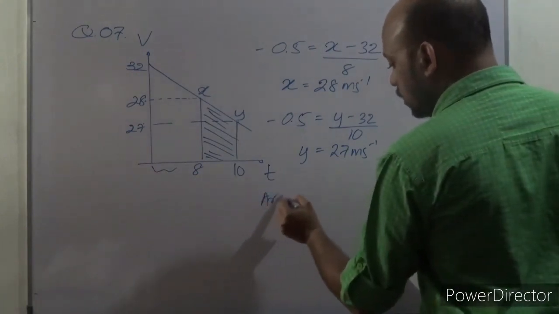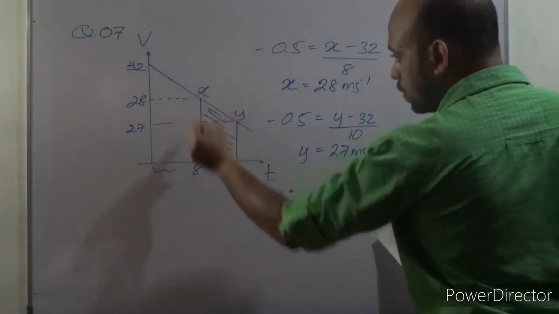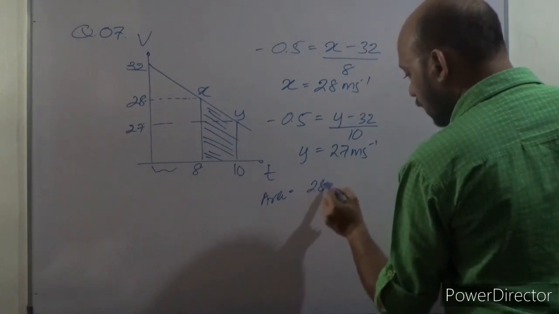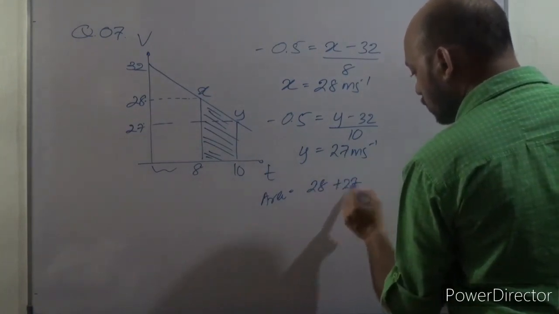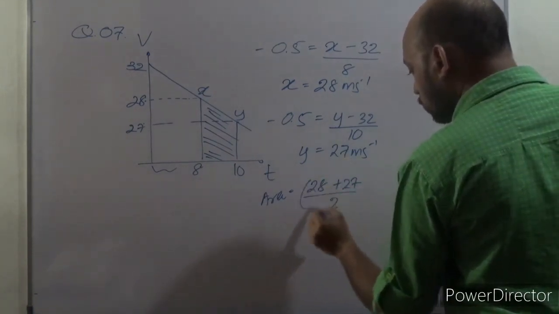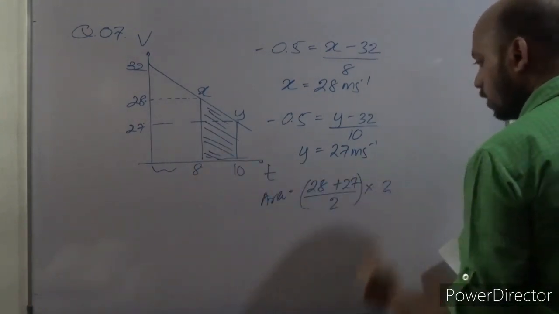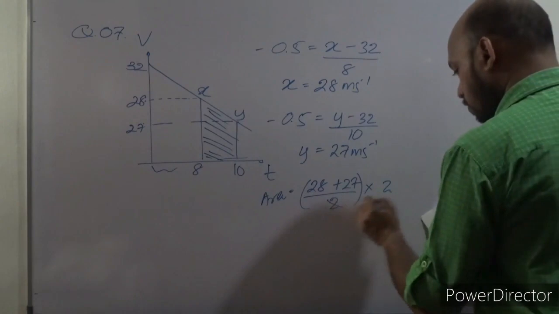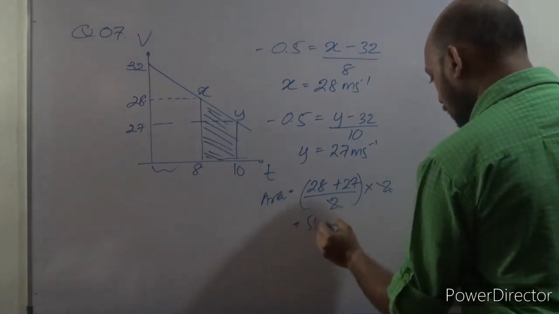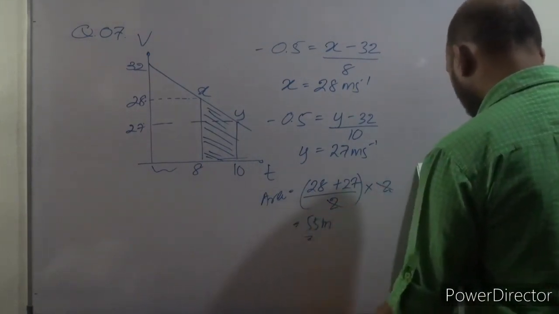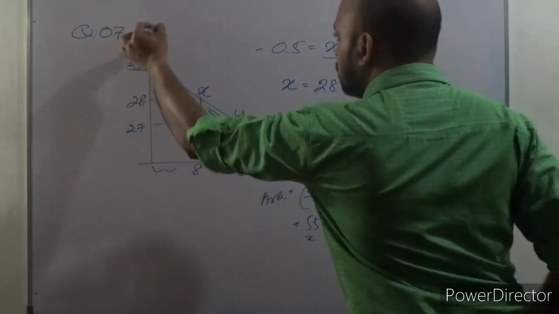Now you can find the area. So area equals 28 plus 27 over 2, into 2, which is 10 minus 8. That gives 55 meters. Answer 1.